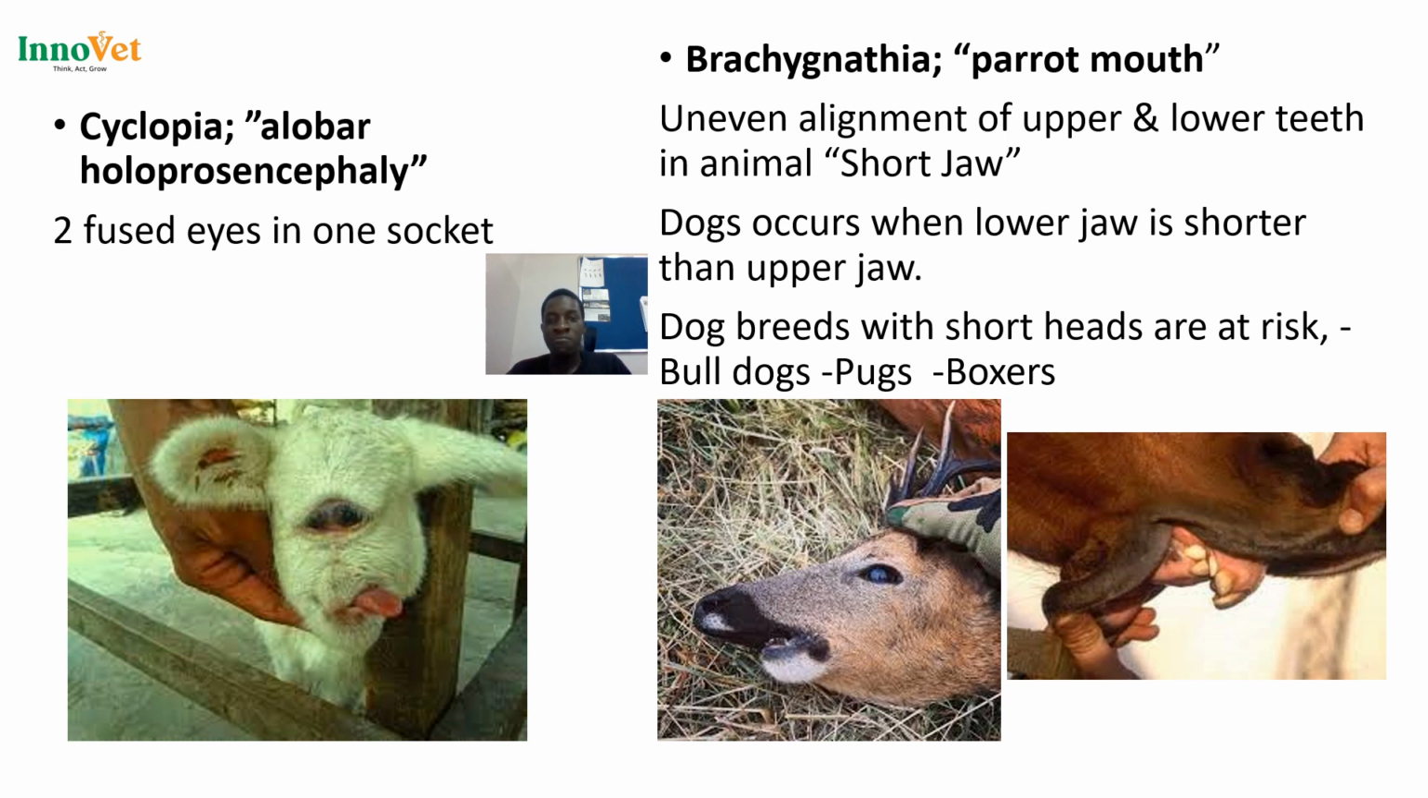Then we can have brachygnathia, which is also referred to as the parrot mouth. So we shall have the mouth shaped like that of the parrot, the beak, whereby you will see that the lower jaw is shorter and then the upper jaw is longer. This is common in dogs and horses. With dogs, it will be in those breeds that have short heads, for example the bulldogs, the pugs, and the boxers.